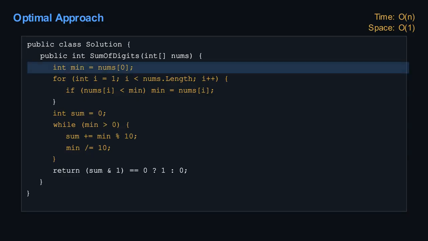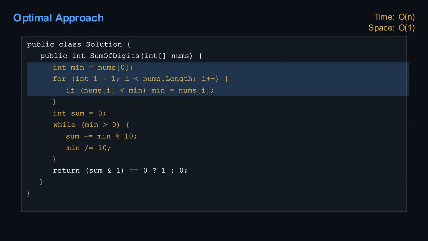First, we'll initialize a variable to hold the minimum value, setting it to the first element of the input array. Then, we iterate from the second element onwards, updating our minimum if we encounter a smaller number. Once the true minimum is found, we initialize a sum variable to 0. Now, for digit extraction, we enter a loop that continues as long as the minimum number is greater than 0.